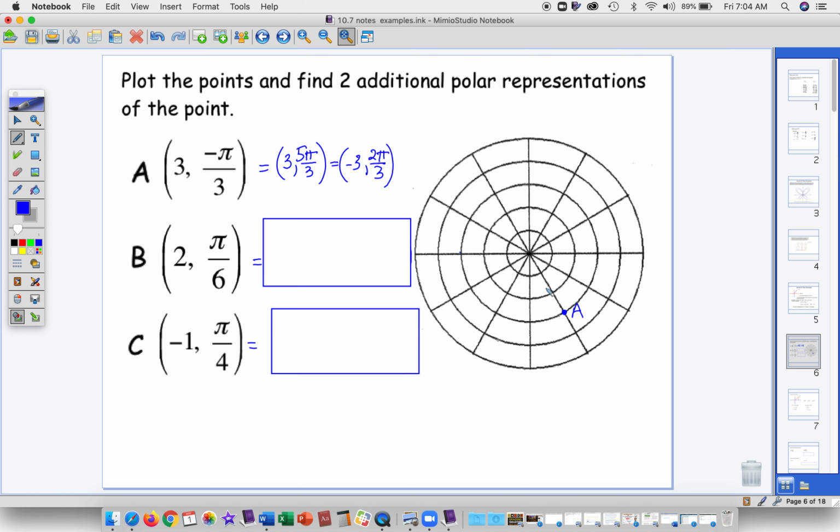So again, lots of possibilities because you can keep going around the circle in either direction, starting from a positive r, which is 3 to the right, or a negative r, which is 3 to the left. So go ahead and try B and C, plot the points, find 2 additional polar representations of that point, and then come back and we'll compare solutions.